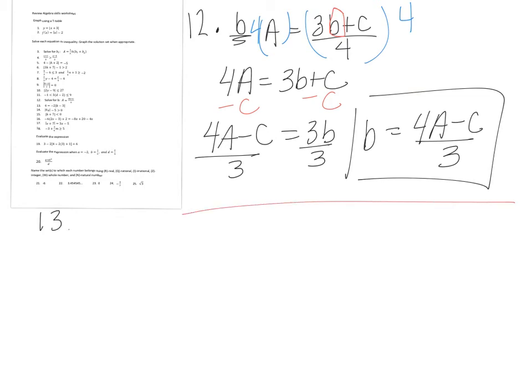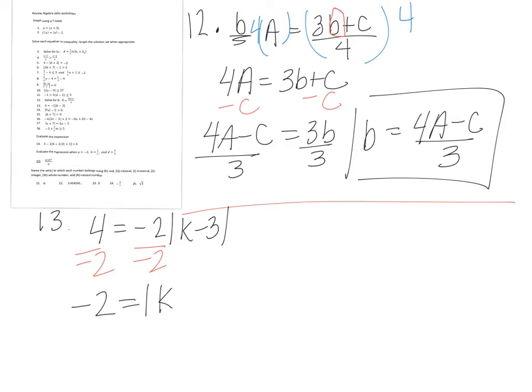Number 13, 4 equals negative 2 times the absolute value of k minus 3. Now again, absolute value equations, you have to get the absolute value isolated before you can make any determinations about no solution, before you can write your two equations. So the first thing we need to do is divide by negative 2. I have negative 2 equals the absolute value of k minus 3. At this point, can absolute value ever equal a negative? The answer is no. So my answer is no solution.